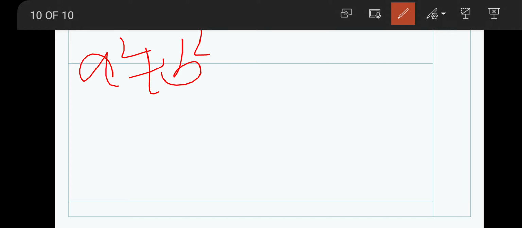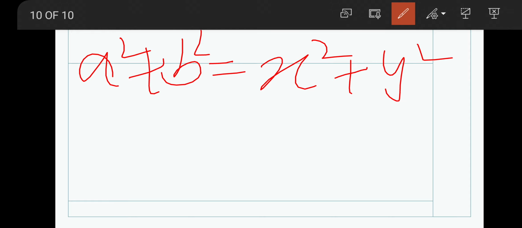Am I right? a equals x cos theta plus y sin theta and b equals x sin theta minus y cos theta. I'm taking a square and b square, as we did squaring on both sides, and it equals x square plus y square. So x square plus y square is also equal to a square plus b square. This is how you eliminate theta from the following and do all such things.